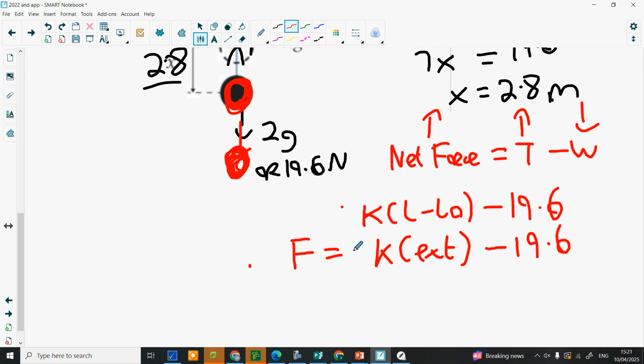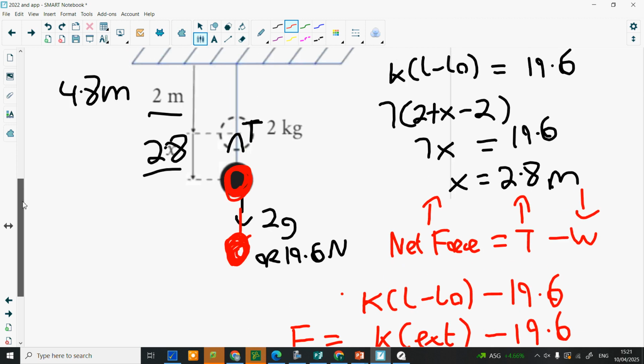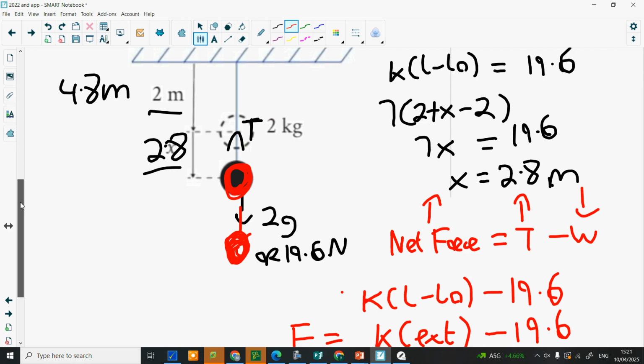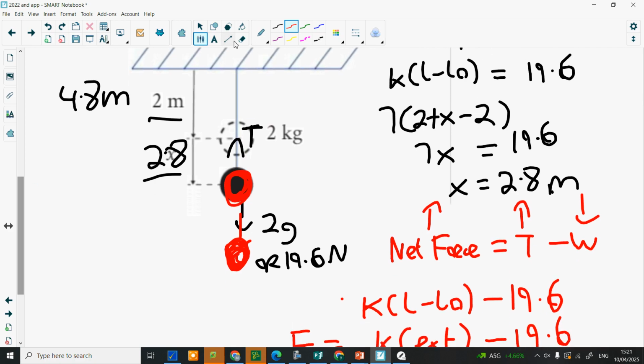So net force. Now, okay. I think I'm going to use the extension, all right? We already know the extension is. The current extension was 2.8. And what happened then? We extended it further, x.